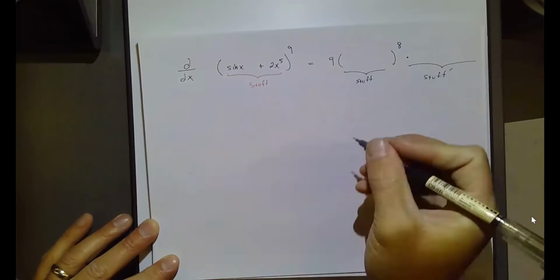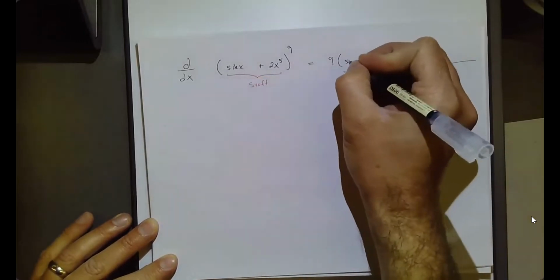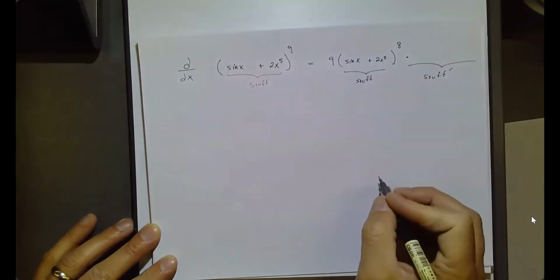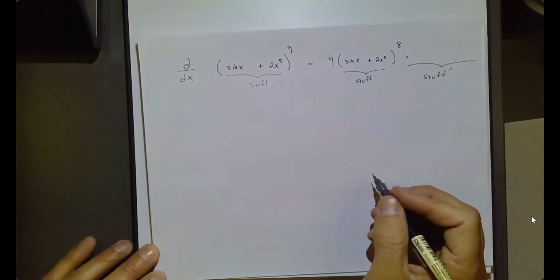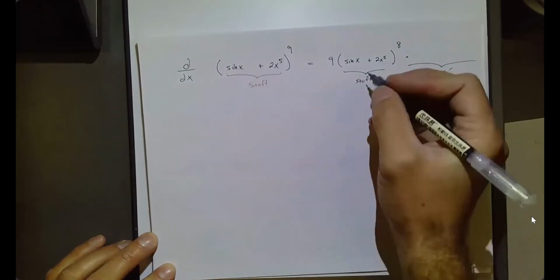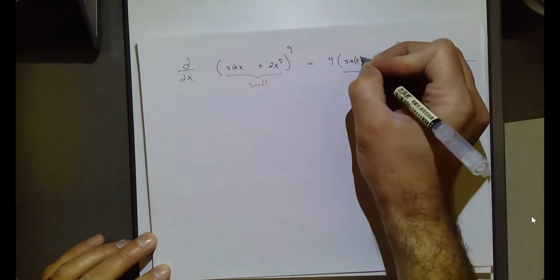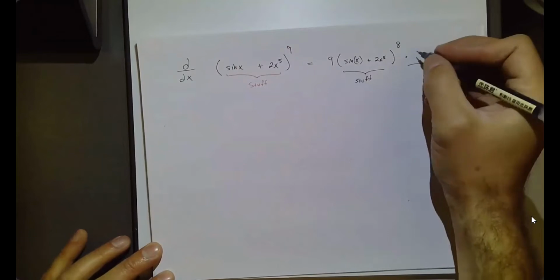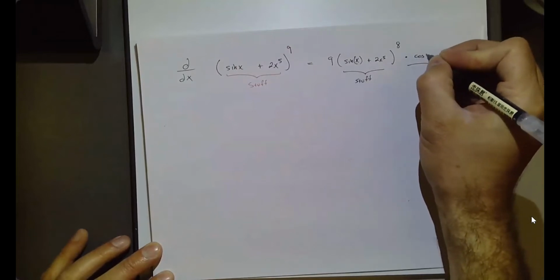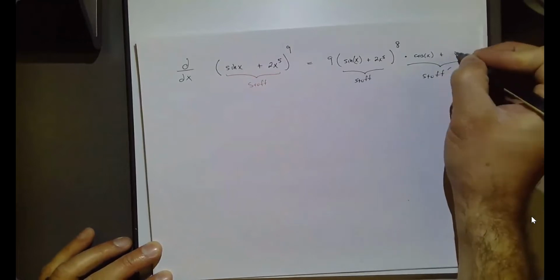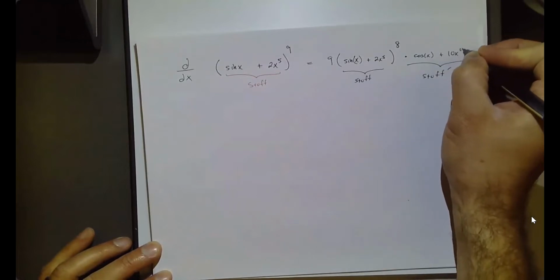And then the stuff is sine of x plus 2x to the 5th. Now I didn't make it super clear, but since there aren't parentheses around all this, it's implied that it's sine of x. It's not sine of all of that, it's just sine of x. The derivative of sine of x is cosine of x. The derivative of 2x to the 5th is 10x to the 4th.